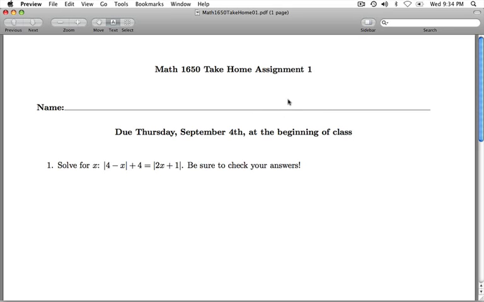Hi folks, this is College Algebra Take-Home Assignment 1. We're given a fairly challenging looking absolute value equation. It's unlike something we've ever seen before. So we're going to have to fall back on our basic knowledge of the absolute value to figure out how to handle this.